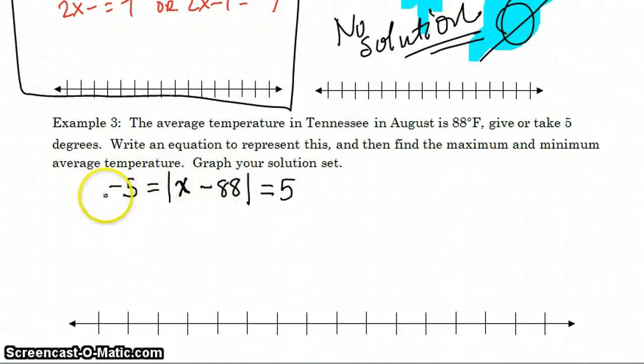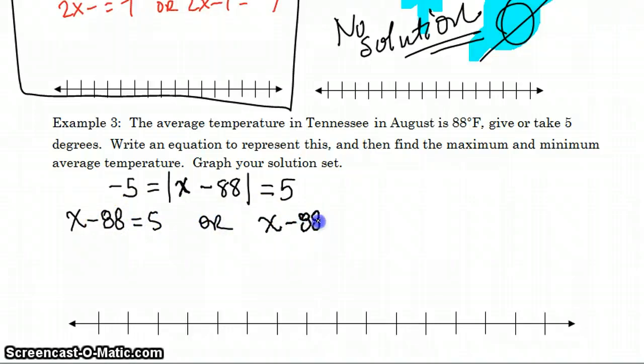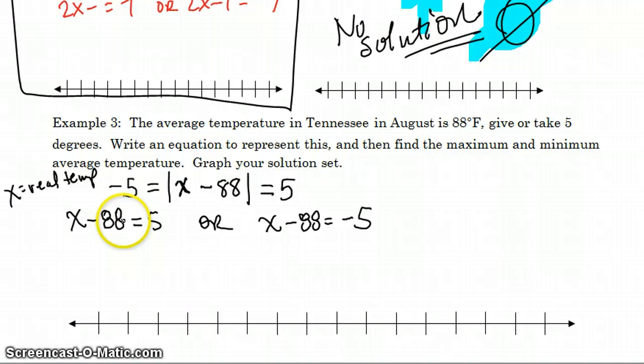So again, absolute value says we're going to test this: x minus 88, the difference there can be a positive 5, or x minus 88, the difference could be negative 5. So let that soak in for just a minute. We don't know. x stands for our real temperature. We don't know the real temp, the actual temp. It's either over 5 or under 5. 5 over or 5 under. So when I add 88 here, trying to keep it lined up, 8 and 5, that's 13. So it could be 93 degrees.